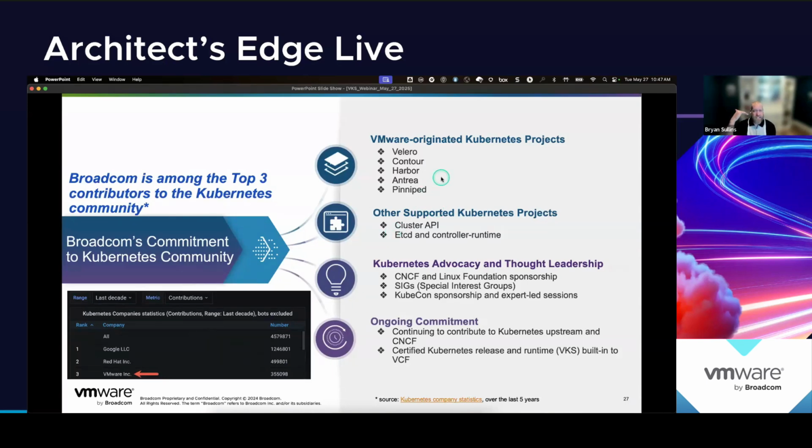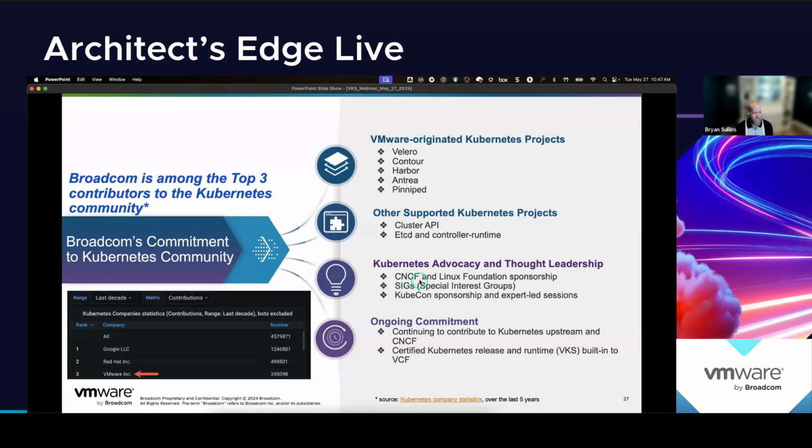There are a lot of CNCF compliant open source tools that we have developed and then made open source, or they were open source from the beginning. That's Velero. We actually have other vendors who leverage Velero. Contour, Harbor, Antrea, Pinniped, which is for identity and access management. We were the first to use Cluster API, which is the recommended approach from the Kubernetes community. We contribute to etcd. So we literally have line of sight and contributions into the Kubernetes implementation and have for a really long time.